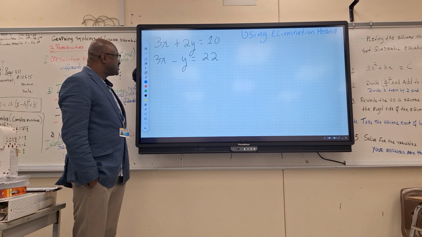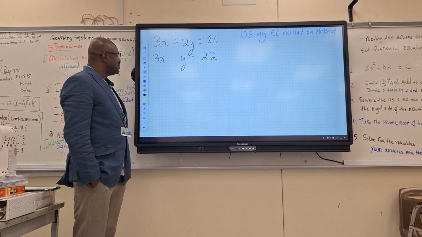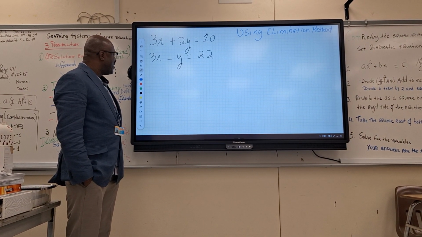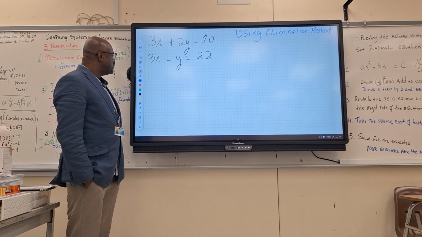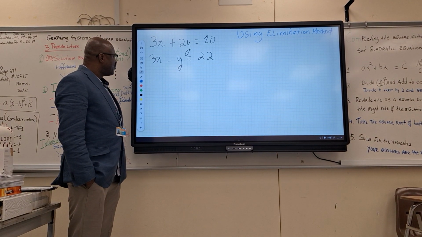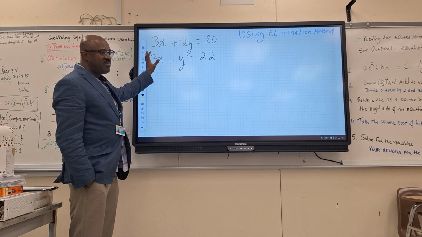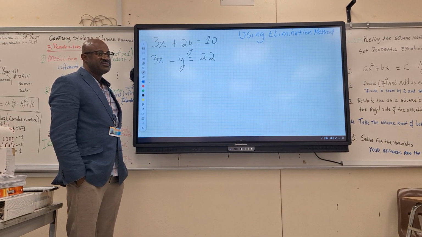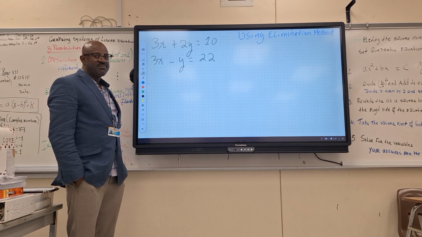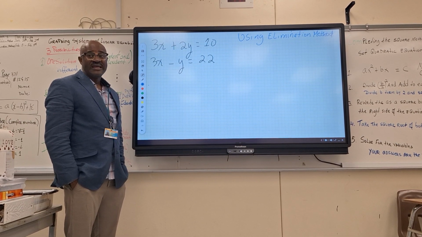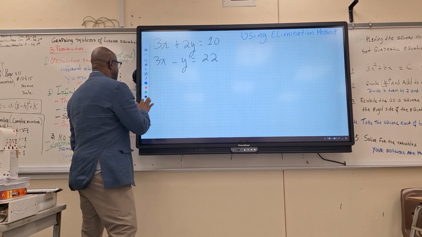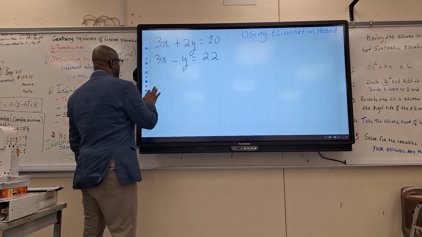It depends on how you see it. There's no best way. Which variable would you prefer to cancel out in this case? Y. Alright, if you want to cancel y out, what will you do? Multiply the second equation by 2. What if you want to cancel x out? What will you do? Multiply one of the equations by negative 1. Either way is going to work. Does that make sense?